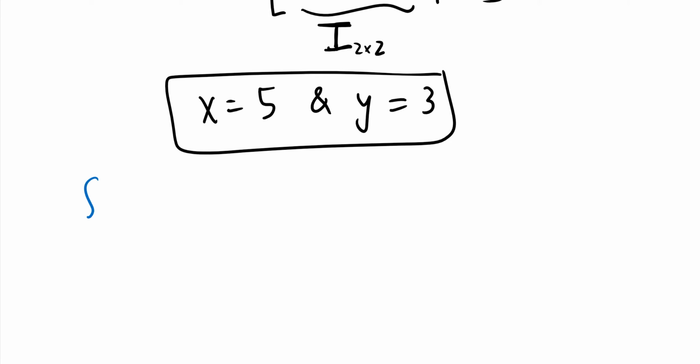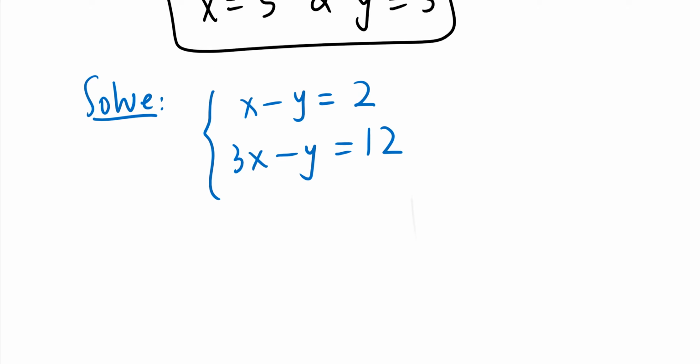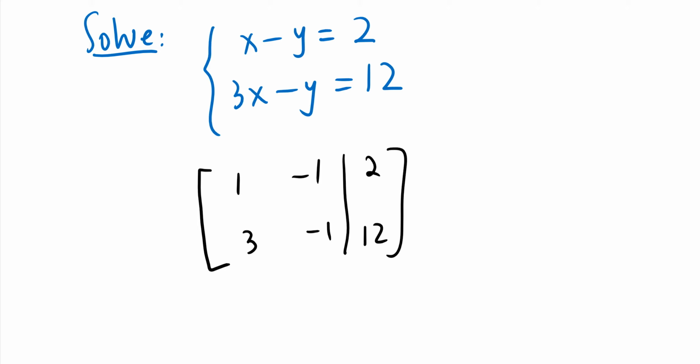Let's say we are asked to solve this system, x minus y equals 2, and 3x minus y equals 12. Well, the first thing, I make sure it's written in x y equals number, which it is. So the augmented matrix for this is 1, 3, negative 1, negative 1, and 2, 12. You can read it horizontally or vertically.